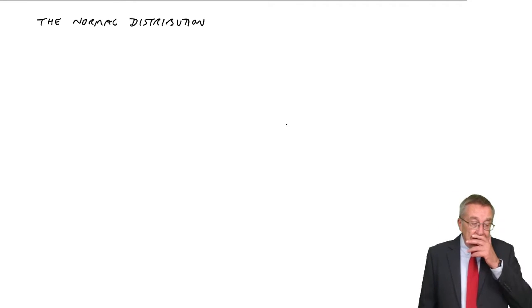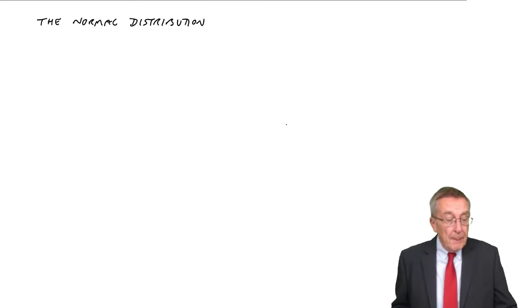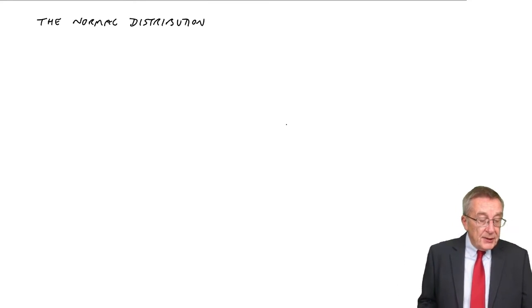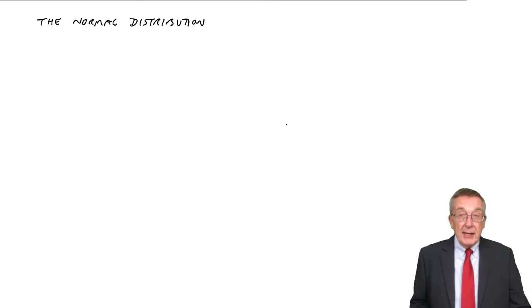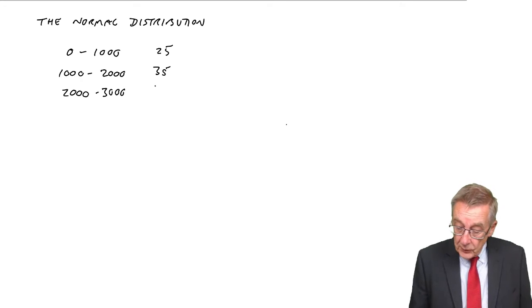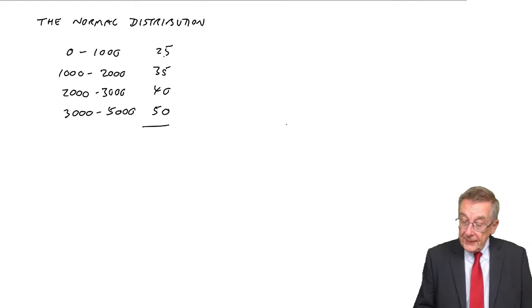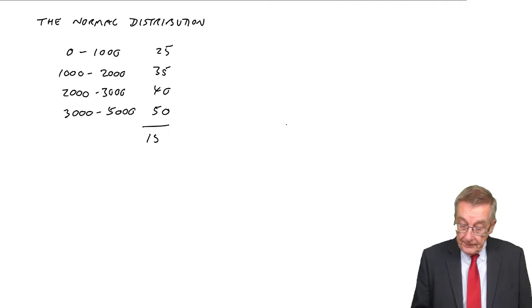And I need, first of all, to remind you what a histogram was. So look at example 1 in this chapter. It says the following table shows the annual salaries earned by 150 workers. So it was 0 to 1,000, there were 25, 1,000 to 2,000, there were 35, 2,000 to 3,000, there were 40, and then we had a group 3,000 to 5,000, there were 50. So in total, let me check I've written it down right, 150.